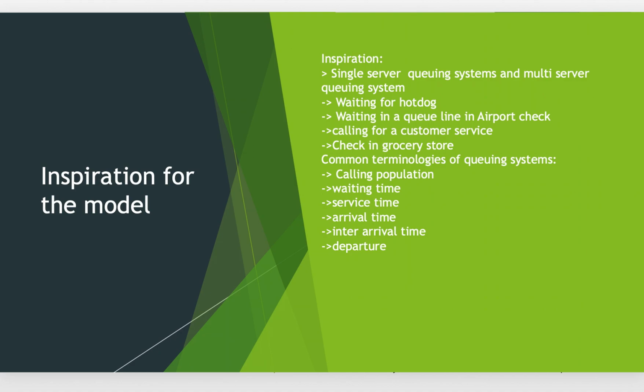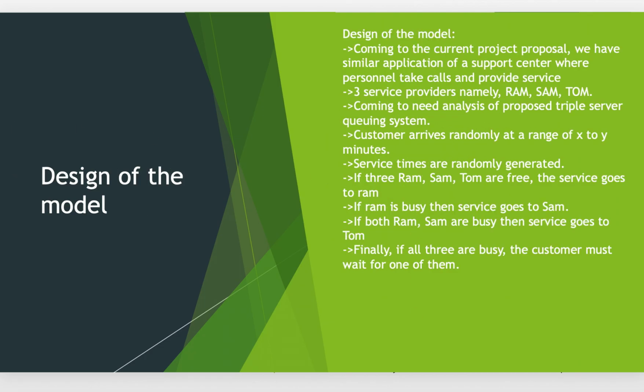So these are all the common terminologies we often see in any queuing system. Let us see the design of the model. The current project proposal is basically a service provider which will take calls from persons and provide service. Here the three service providers are named Ram, Sam, and Tom. Coming to range analysis, your customers arrive randomly at a range of X to Y minutes.